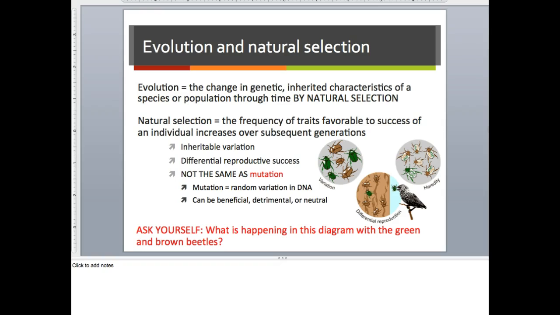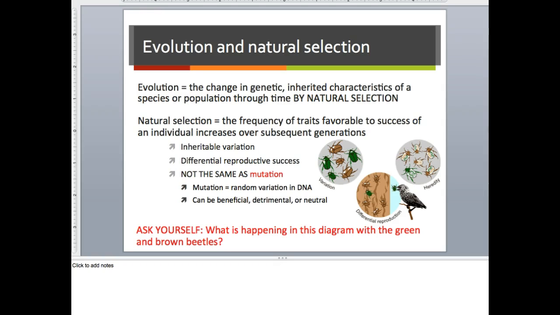Now, evolution typically happens by natural selection, and this is changes in the frequency of traits, so genetic traits, that are favorable to the success of an individual, and those traits increase over subsequent generations.